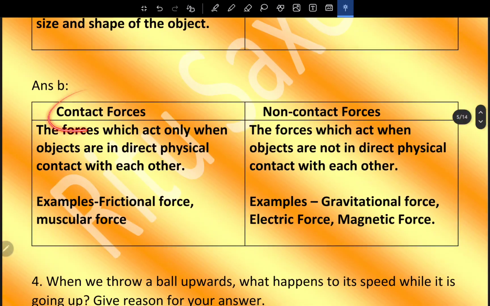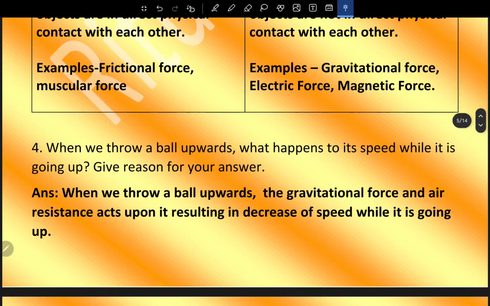Now this is contact force and non-contact force. Contact forces act only when the objects are in direct physical contact with each other, and non-contact forces act when objects are not in direct physical contact with each other. Examples of contact force are frictional force and muscular force, whereas examples of non-contact force are gravitational force, electric force and magnetic force.